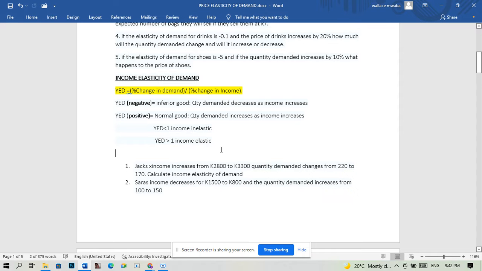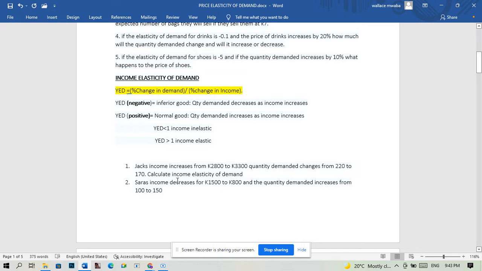Okay, so we've got an example here. Jack's income increases from 2,800 to 3,300, and the quantity demanded changes from 220 to 170. Calculate the income elasticity of demand.